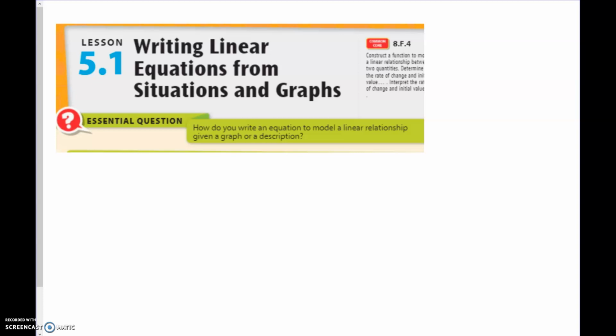Today we're moving into Module 5 and we're talking about Lesson 1. So we are going to be writing equations. So your learning target is I will be able to write linear equations from situations and graphs.